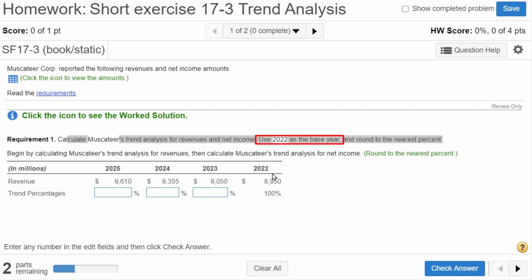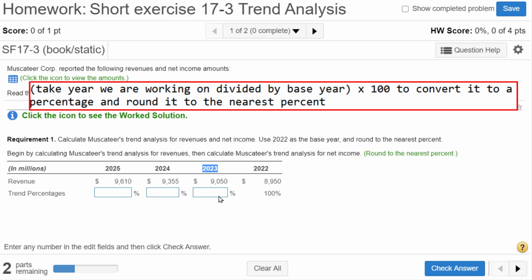We're going to make the oldest year, 2022, our base year. Each of these other years will be divided by the base year, $8,950. They want us to round to the nearest percent, so no decimals. We're going to start off with 2023. The way we calculate the trend percentage is we take the year we're working on, 9050, divided by the base year, 8950, multiply it by 100 to convert it to a percentage, and round to the nearest percent.